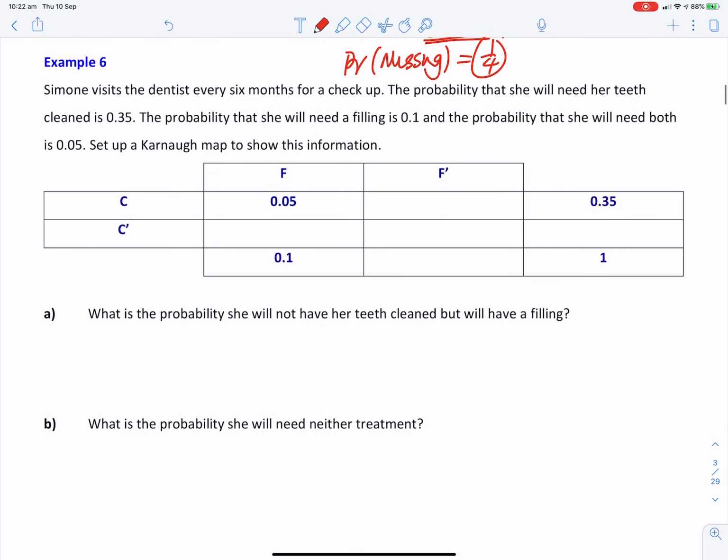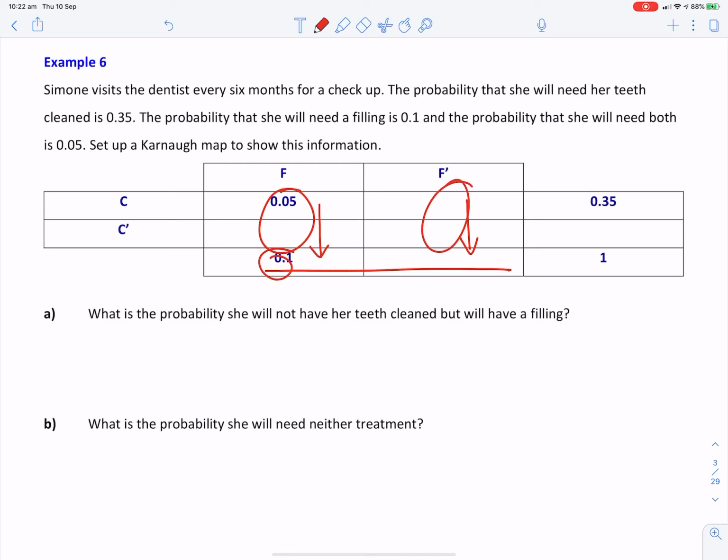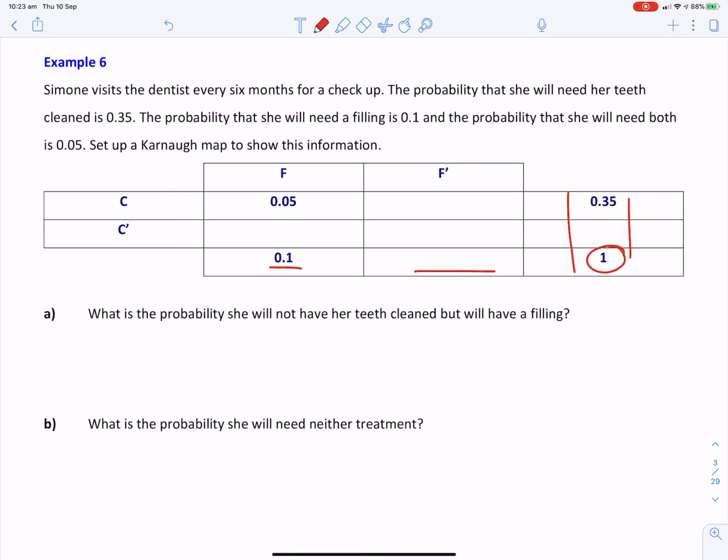Okay, now this is a probability table or a Karnaugh map, which can be really useful. When we add downwards, all the probabilities have to add. So these two probabilities have to add to this one. These two probabilities add to this one. And together, when we read from left to right, these two have to add to 1. These have to add to 1. Across has to add to this value and this value.